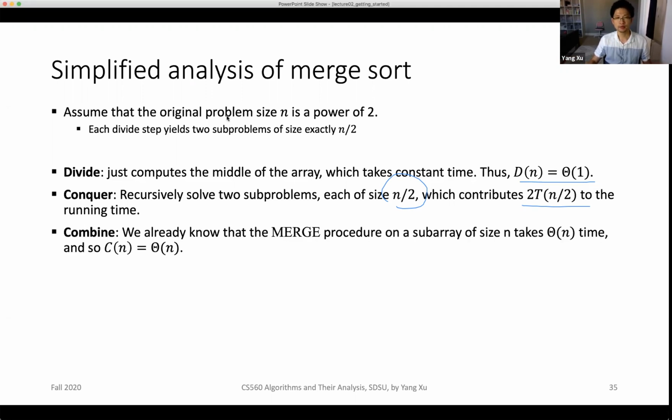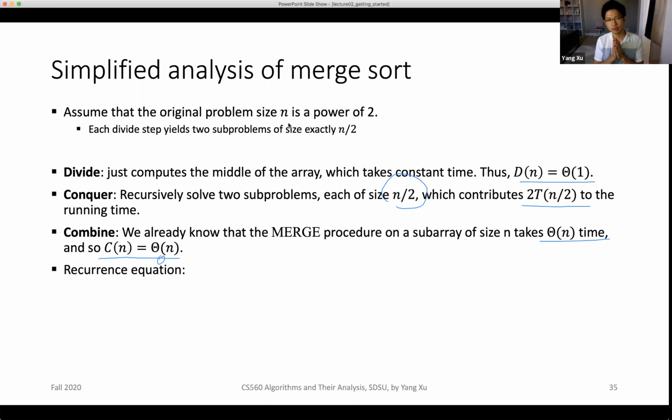And combine. We already know that. This is the part where we need to know about the merge procedure. Merge sort relies on the merge procedure to do the combination. We're given 2 sub-arrays that are already sorted, and we call the merge procedure to combine the results. We already know that the merge procedure takes linear running time, it's big theta of n. So we can write C of n as theta of n. That's the cost for combining.